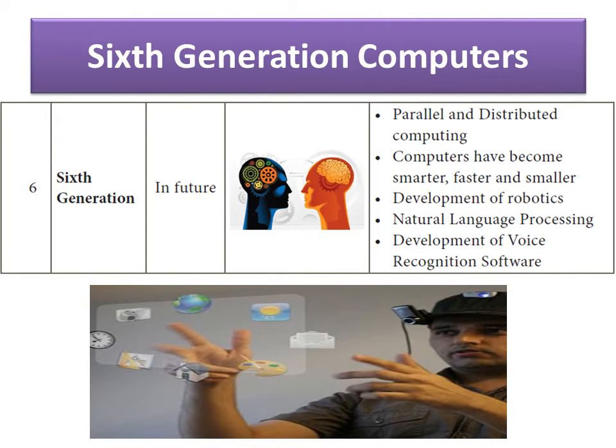Next generation of computer, that is the sixth generation computer, is in the future, not very far, in the near future. It is going to use parallel as well as distributed computing. You are going to distribute the computing powers to different computers. Computers have become smarter, faster and smaller, and there is the development of robotics.